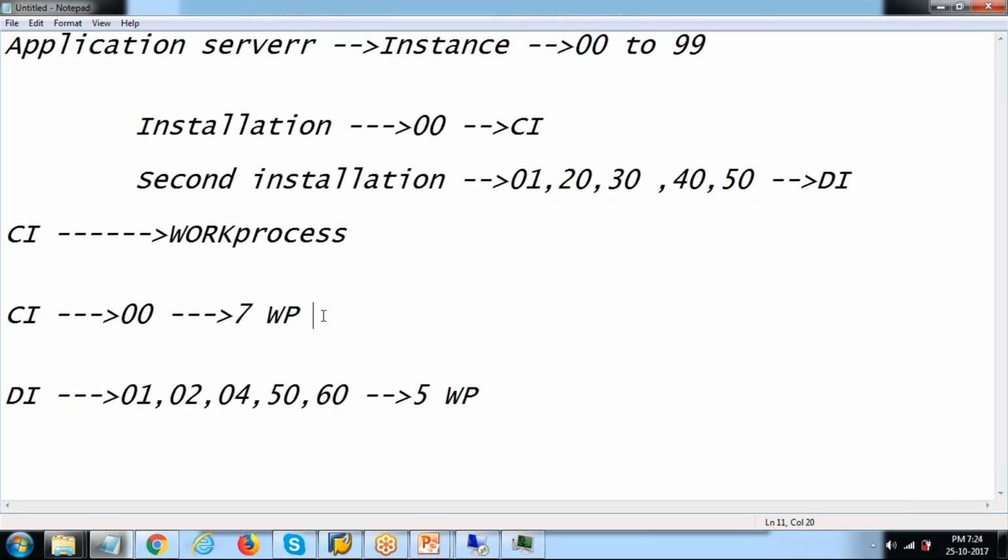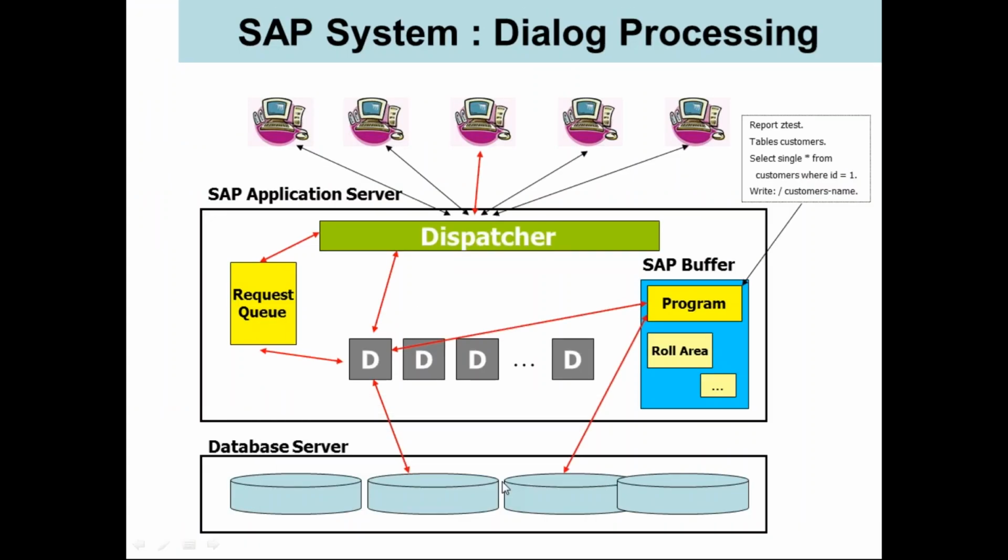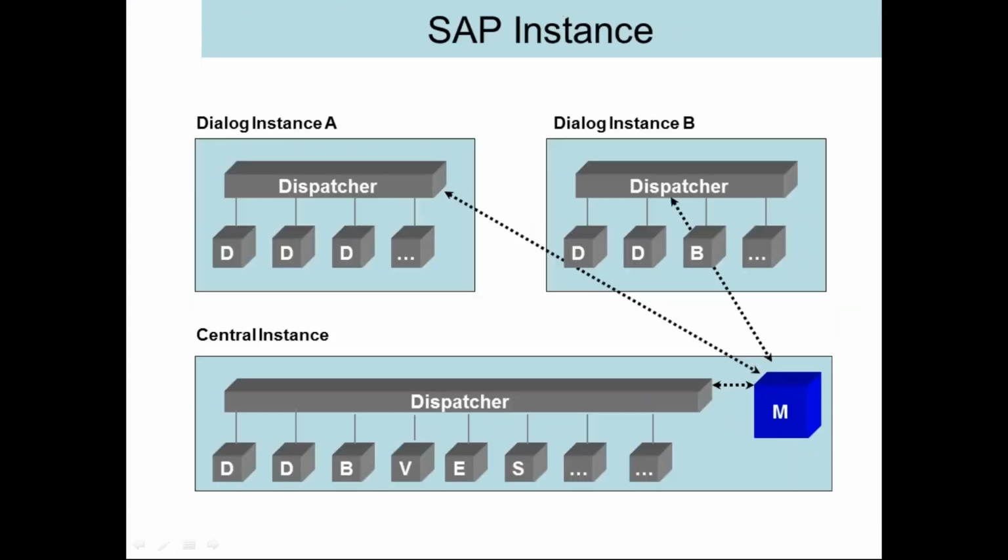The work process is divided into D, B, V, S, E, along with two other central services. What are the two central services? Message server and gateway.